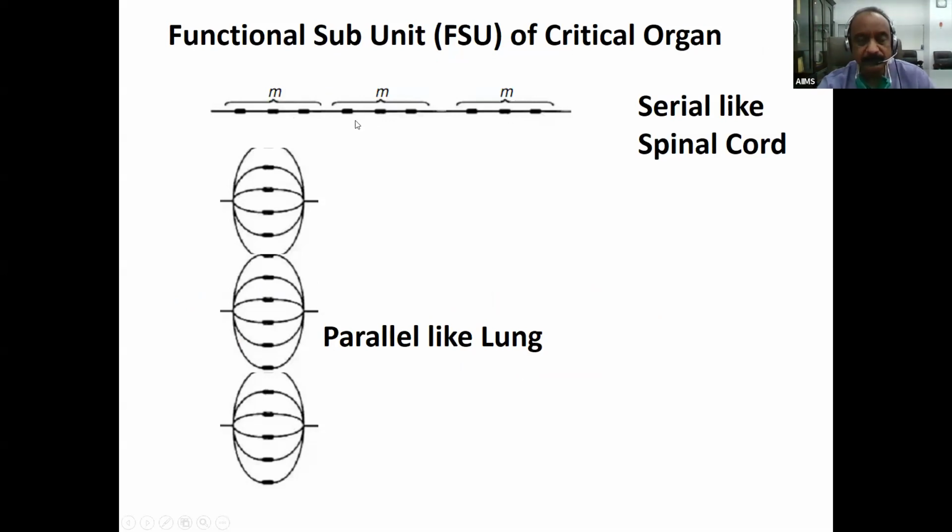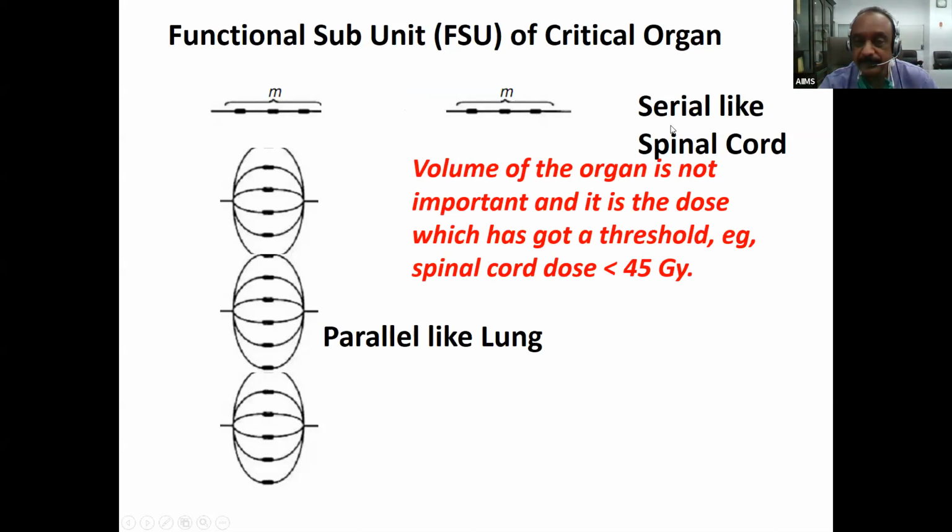Now in a serial pattern, what happens is that if a single functional subunit is damaged, which means there is a breach, the current cannot flow, which means that if a single subunit is destroyed or damaged, then the whole organ will be non-functional. So we can say here in serial structures, the volume of the organ is not important, but it is the point dose which is important, and we should always keep it less than the tolerance dose of that particular organ, like 45 gray to the spinal cord.